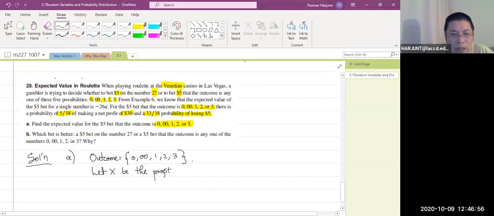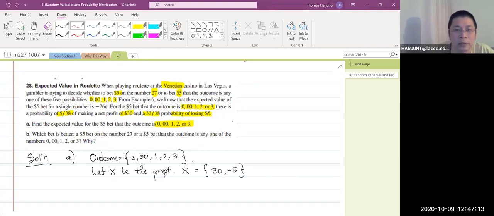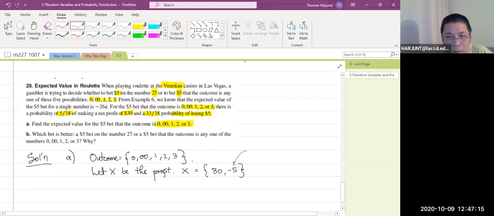Now in this case, you will see X is either $30 or -5. Now that -5 is if you lose $5, if you lose your bet.